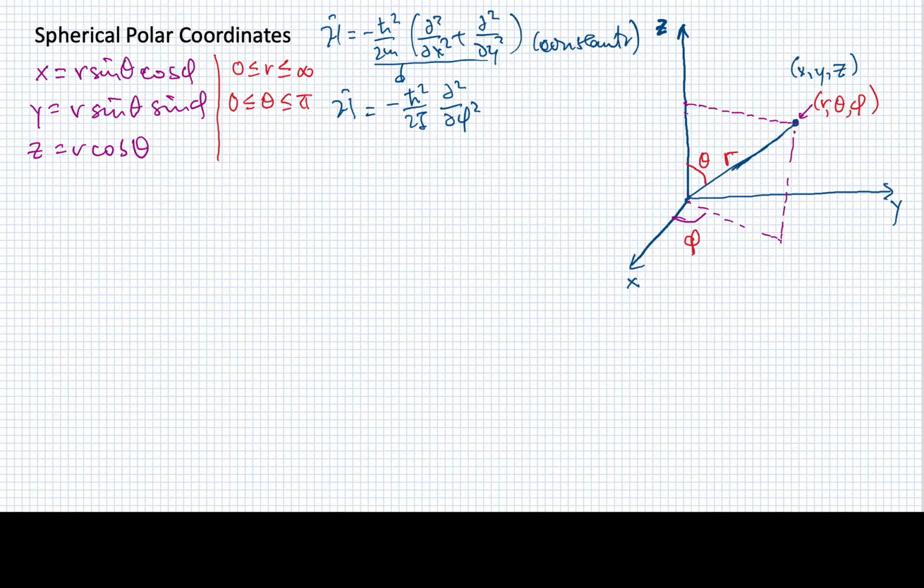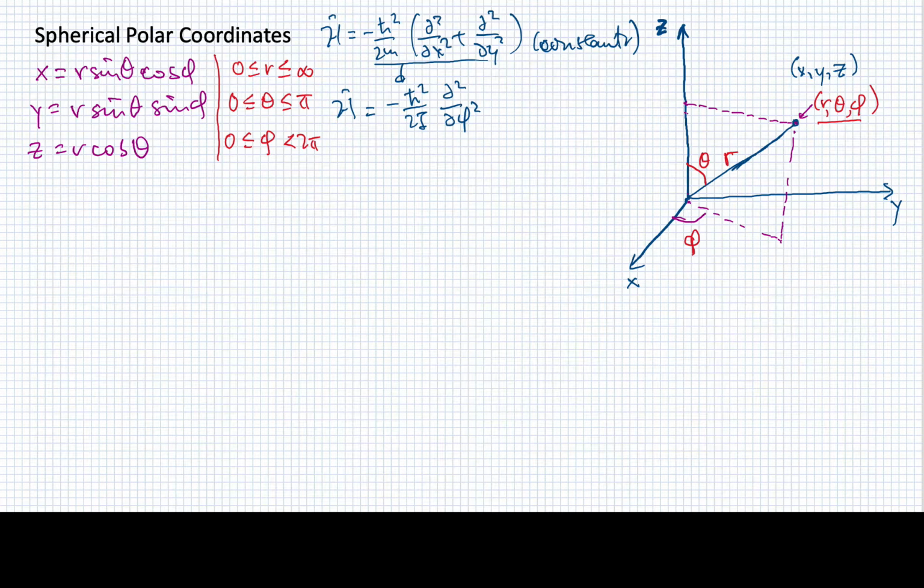pi. In other words, it just goes down to the negative z-axis. And phi runs from 0 to 2 pi. By defining these parameters this way, we guarantee that every point in 3 dimensions that can be given an x, y, z coordinate has only a single r theta phi coordinate to go with it also. All right, so that's one reason we do that.